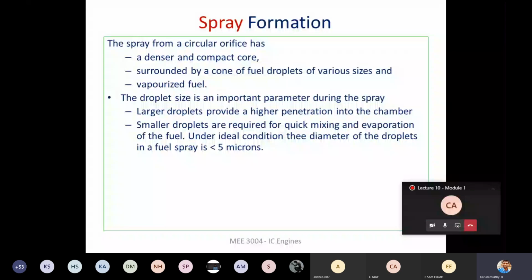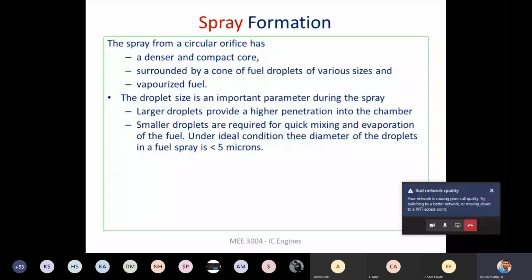This is under the ideal condition, but in reality we will have more than 5 micron, almost 10 micron, more than 10 microns in reality. But theoretically, we should have a fuel droplet size of less than 5 micron. So the factors that affect the fuel atomization are the droplet size.